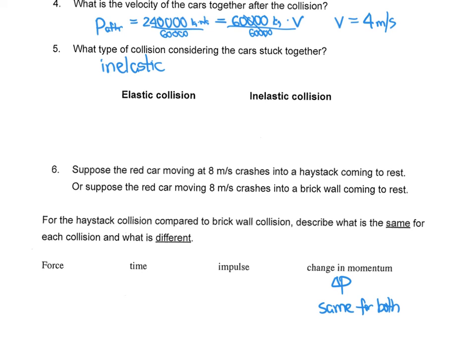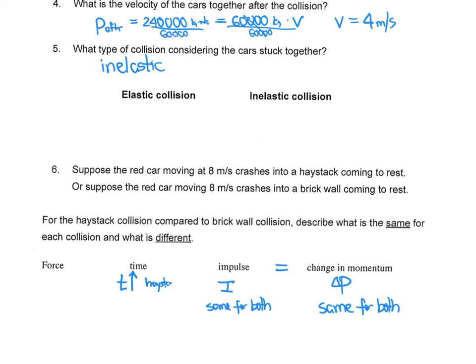Impulse equals the change in momentum. The haystack applies an impulse to the car, the brick wall applies an impulse to the car. They both change the car's momentum by the same amount. So these impulses are also the same. And you're like, but there's something different though. I know the haystack is better. Well, that's true. If we don't want the car to be destroyed, we want to make sure the time is super long, and we want to maximize the time and increase it. So this time here is going to increase for the haystack.